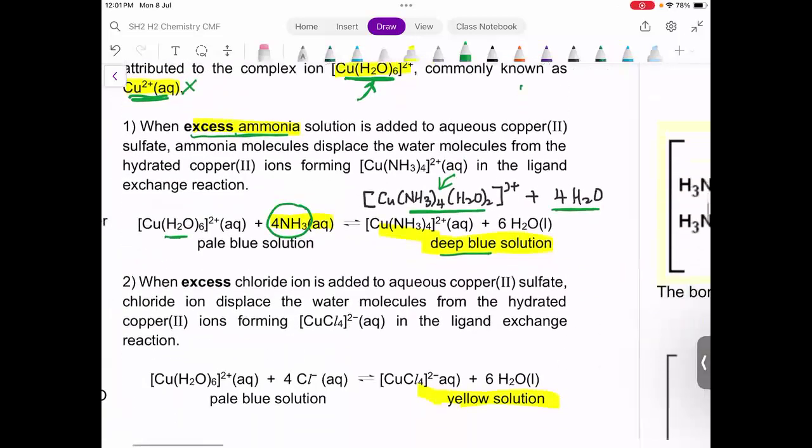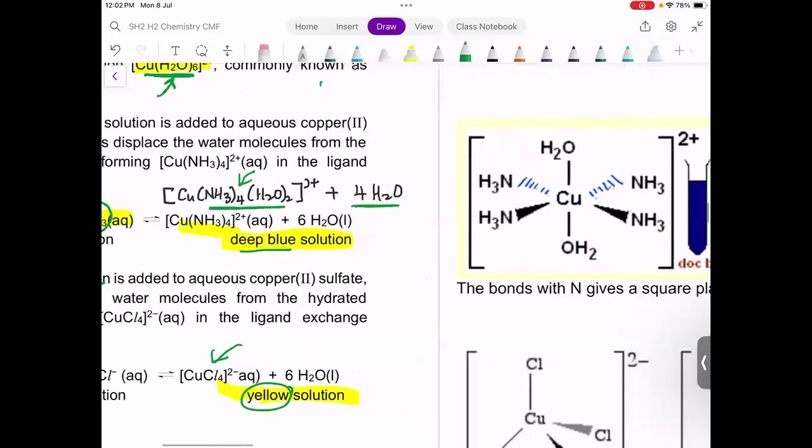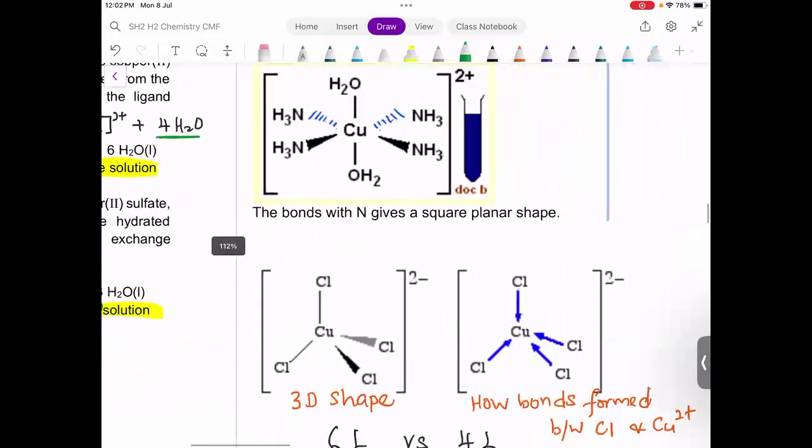Okay, so in the presence of a high concentration of chloride, then you also have a ligand displacement. So there will be 4 going in, and it's actually yellow in color. Now you have to memorize the color because the A-level question requires you to describe the observation. So you need to know the color. And this is how the complex will look like. So you can copy this.